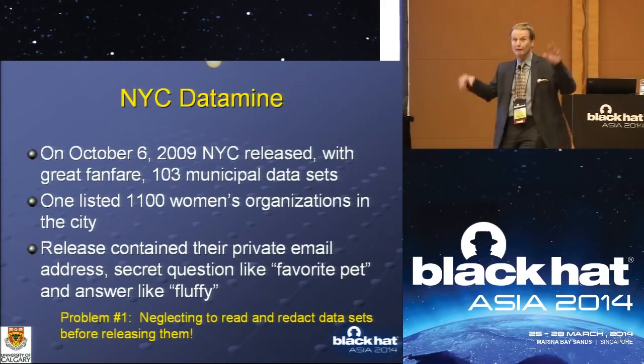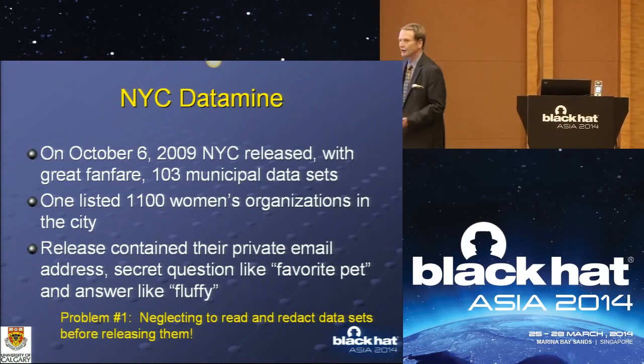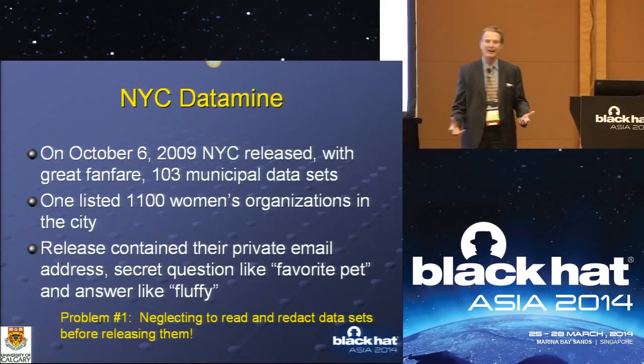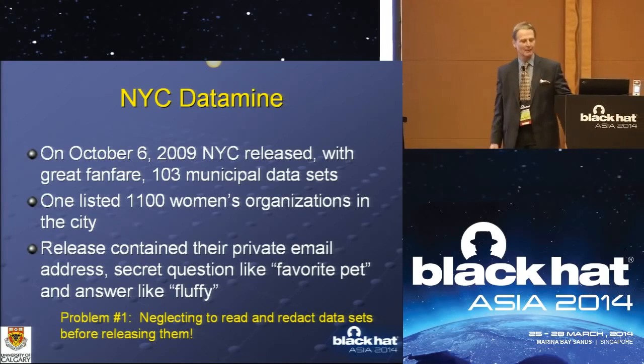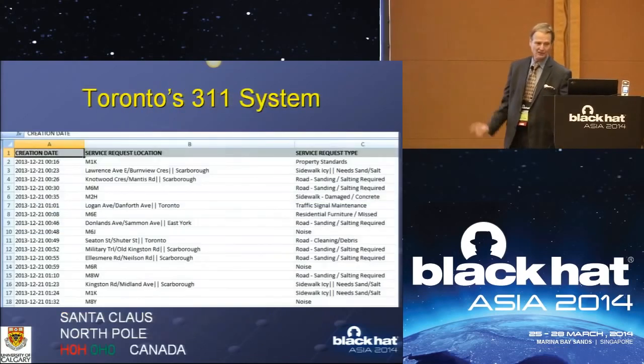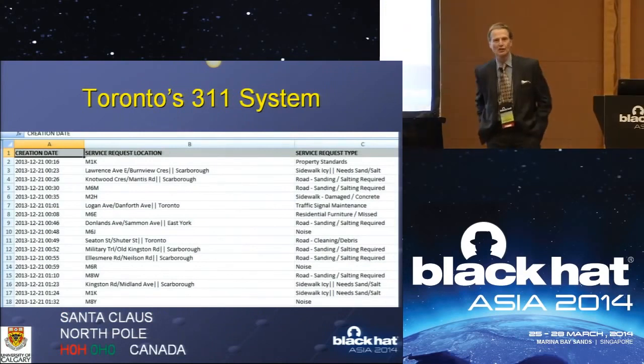So all that confidential information got out there. So the first problem to think about is, if you're going to let the public have the data, make sure you read it first and take out stuff like names and email addresses and phone numbers. That's an easy one.